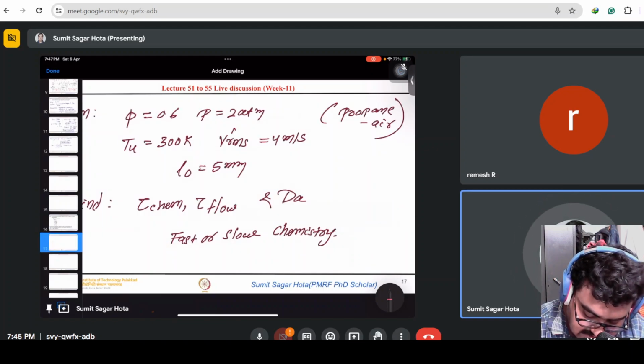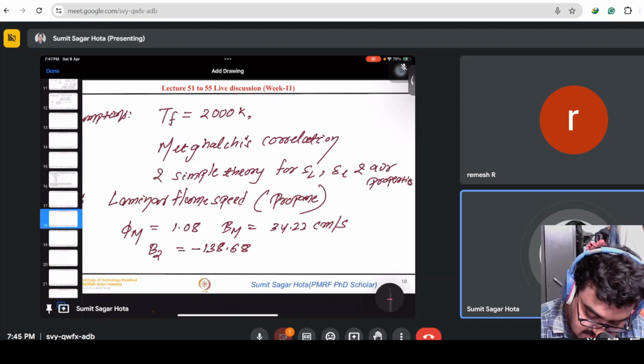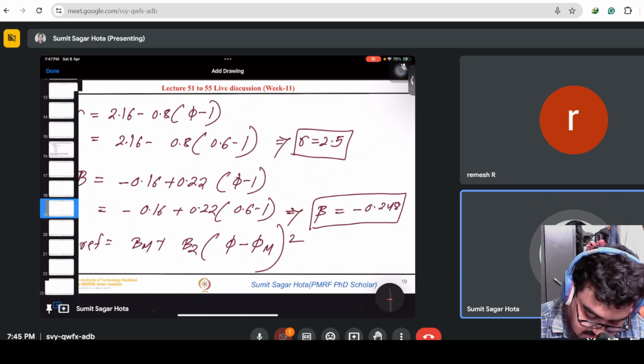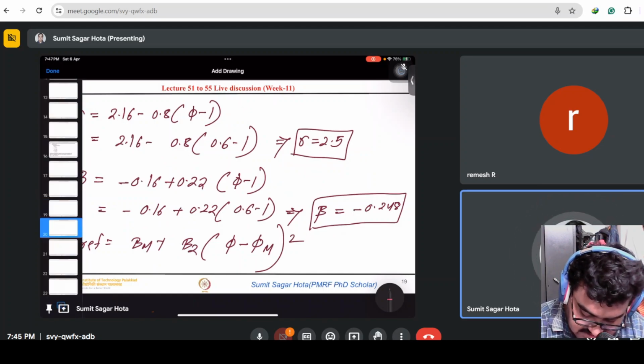This is also the same question: tau chemical, tau flow, and the Damköhler number we apply, and we are checking whether it is fast or slow. But for this, first we have to find the Metghalchi correlation and find out the SL. How do we find out the SL? Already we saw in previous chapters, previous lectures.